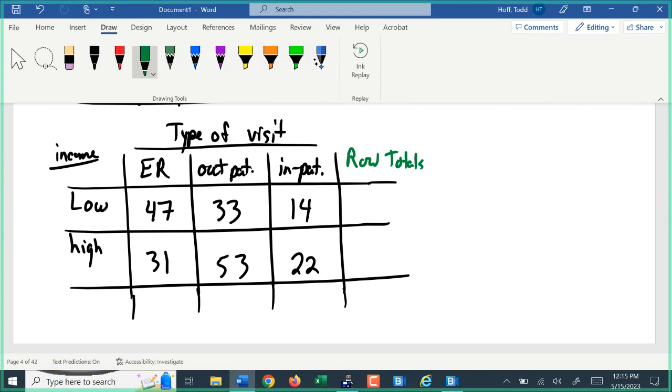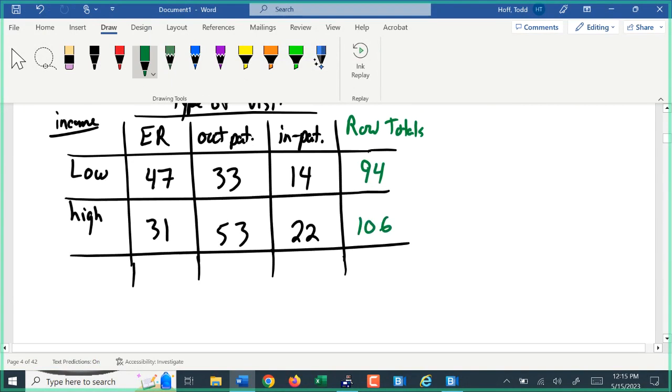47 plus 33 is 80, plus 14 is 94. 31 plus 53 is 84, plus 22 is 106. So we have 94 low-income patients, 106 high-income patients. And we also need the column totals.